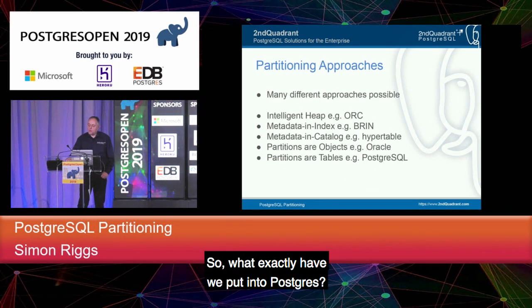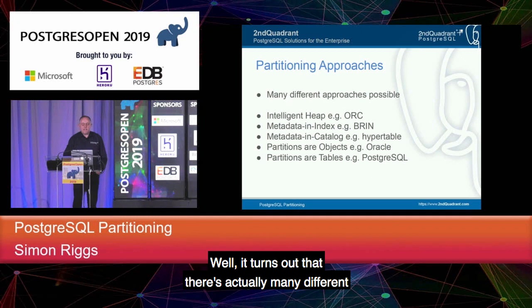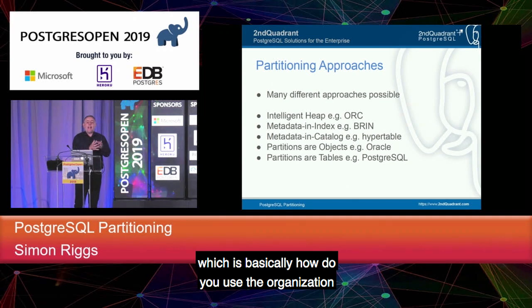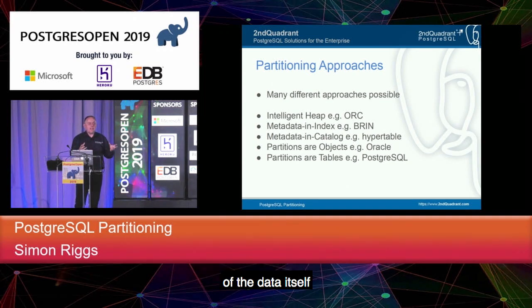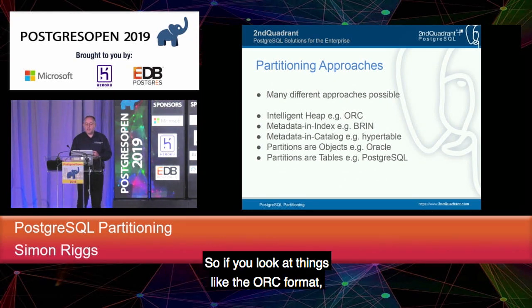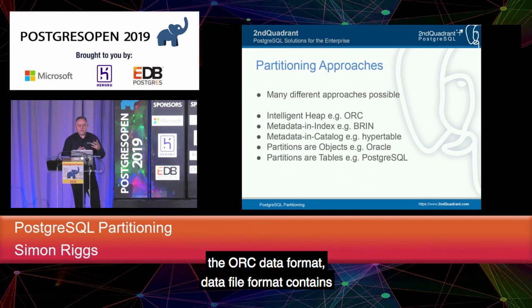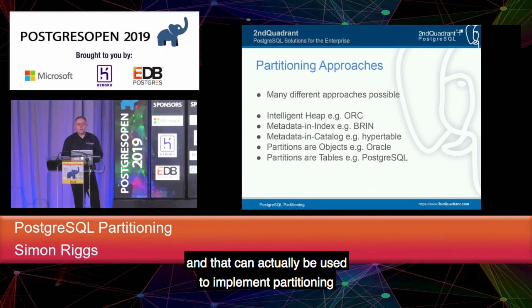So what exactly have we put into Postgres? Well, it turns out that there are actually many different approaches to the challenges I laid out before, which is basically how do you use the organization of the data itself as a way of improving performance. If you look at things like the ORC data file format, it contains some intelligent metadata within the file system itself, and that can be used to implement partitioning approaches, and other open source tools do use that.